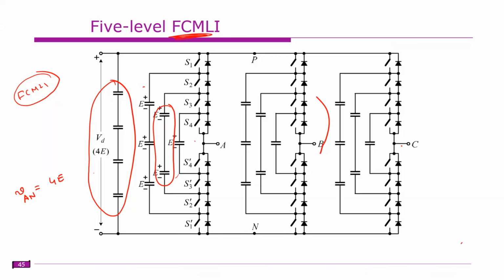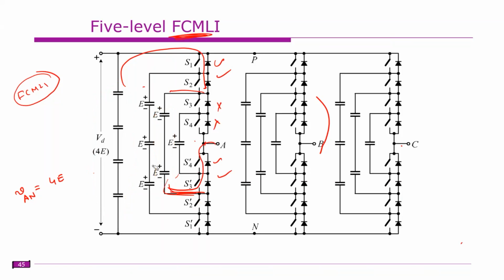S1 and S2. Yeah, right. If you turn on S1 and S2, this point is connected here. So these two are off, and these two are on. This is off, this is off, so this is connected to A. So now you are getting 4E minus 2E. 4E minus 2E. Okay.